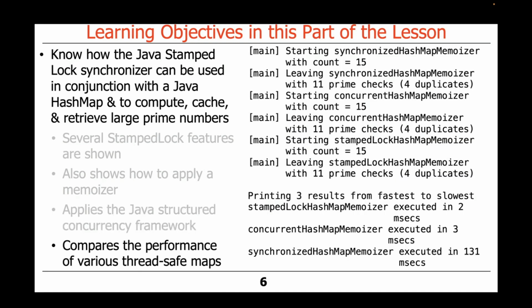And then finally, we're going to compare the performance of various thread-safe maps. We're going to show one that uses a synchronized hash map, one that uses a concurrent hash map, and one that uses a StampedLock hash map implementation. And we're going to compare them across different properties when doing these computing, caching, and retrieving of large prime numbers.